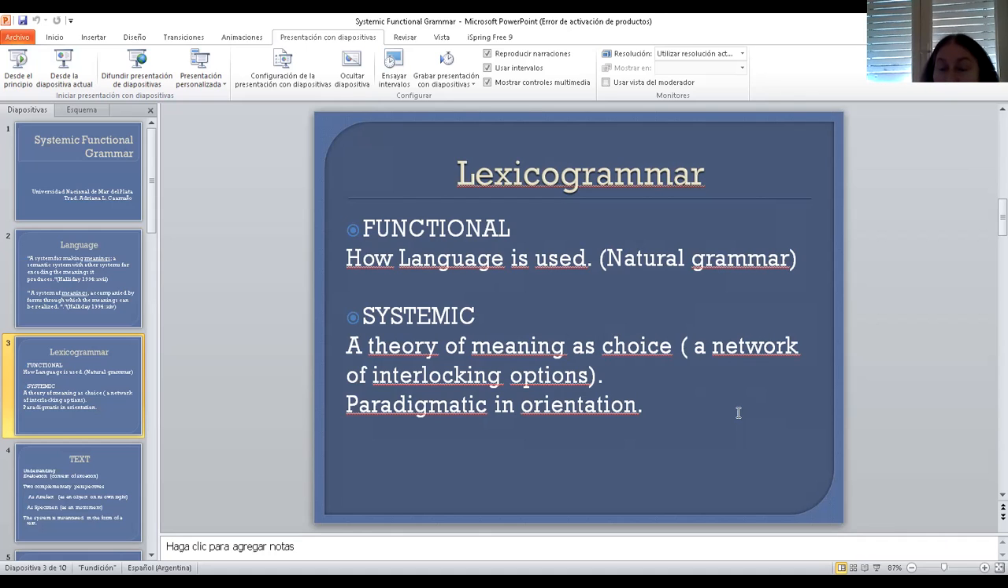Within this theory, we think of grammar as natural. Grammar evolves to satisfy human needs. And we say that it is systemic because we said it is a theory of meaning as choice. It is a network of interlocking options. All right, we have a system of systems. And Halliday himself explains that systemic functional grammar is paradigmatic in orientation.